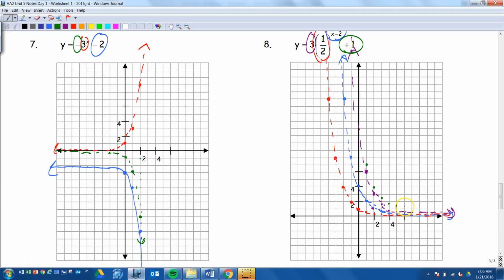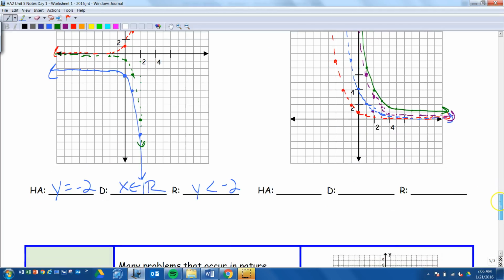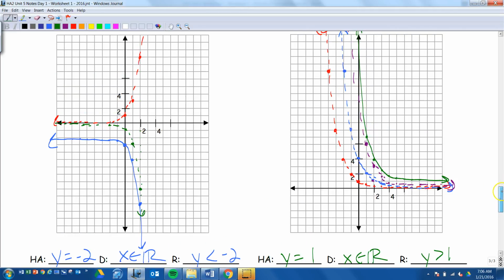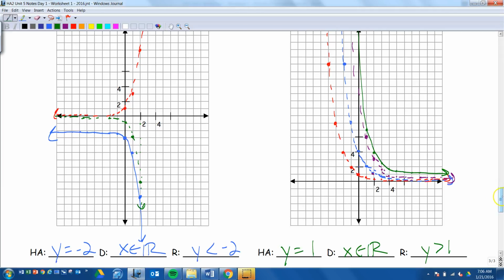Then we're done. So the horizontal asymptote is there. That's shifting the stretched graph up 1, and it's going off to y equals 1. So the horizontal asymptote is y equals 1 because that's what was shifted up. Domain is always all real numbers, and the range here is y has to be bigger than 1 because the green graph is higher than that. So that's how you do some transformations.